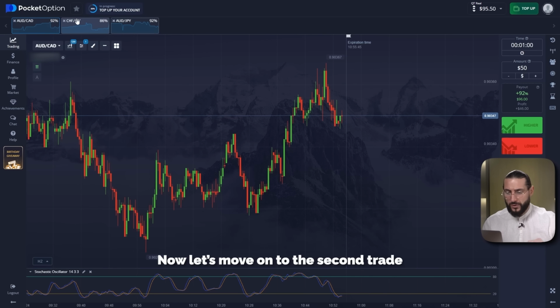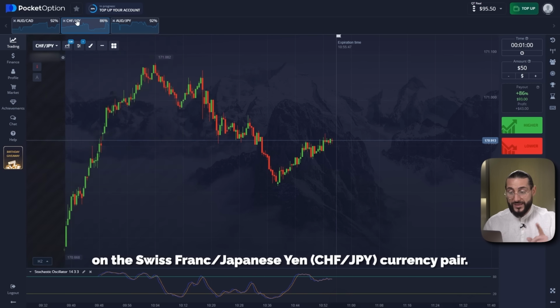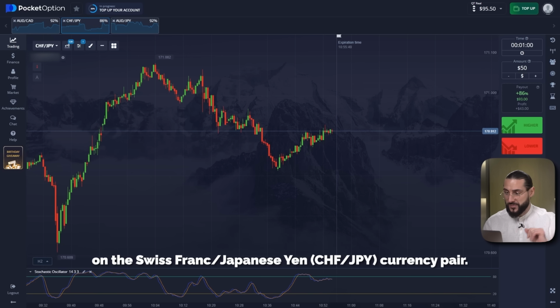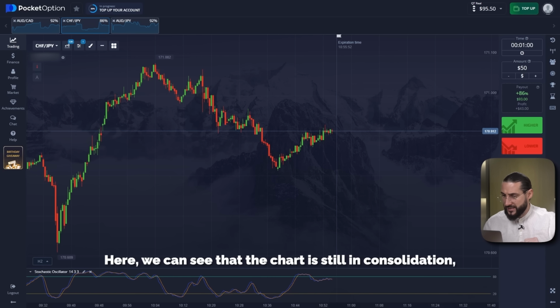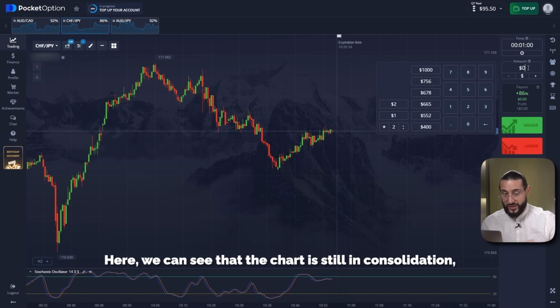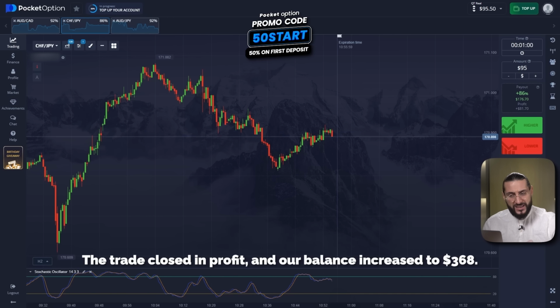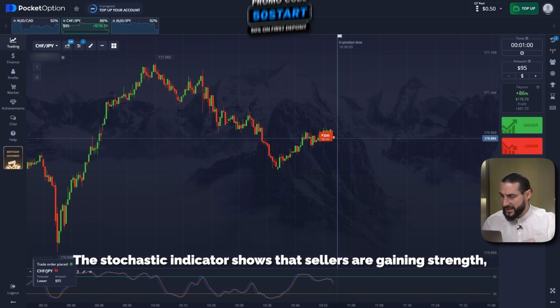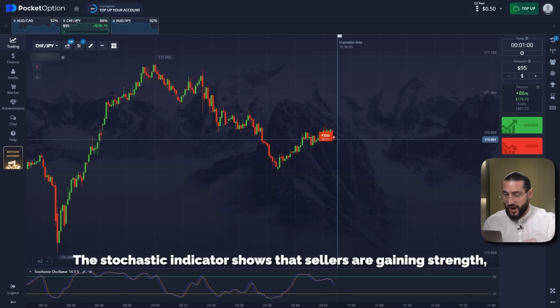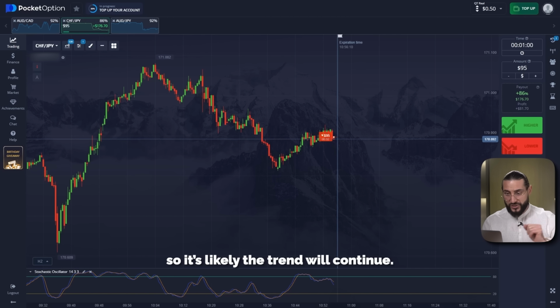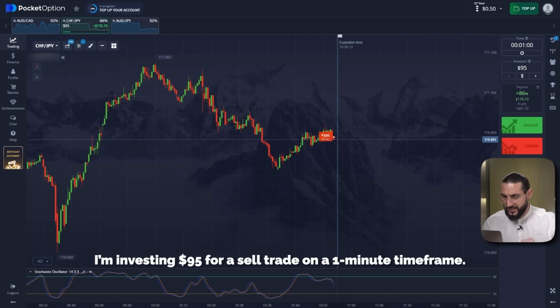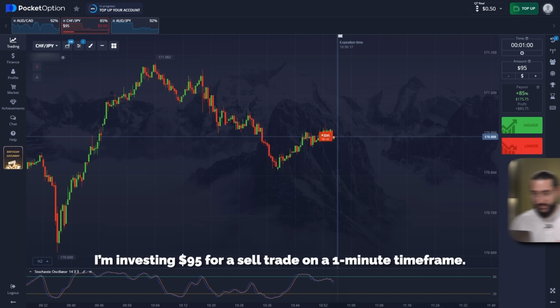Now let's move on to the second trade on the Swiss franc-Japanese yen currency pair. Here we can see that the chart is still in consolidation, but we enter the trade at the end of the impulse, and I expect a continuation of the downward movement. The stochastic indicator shows that sellers are gaining strength, so it's likely the trend will continue. I'm investing $95 for a sell trade on a 1-minute time frame.